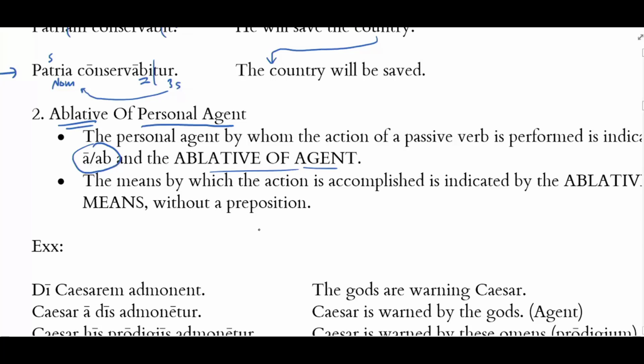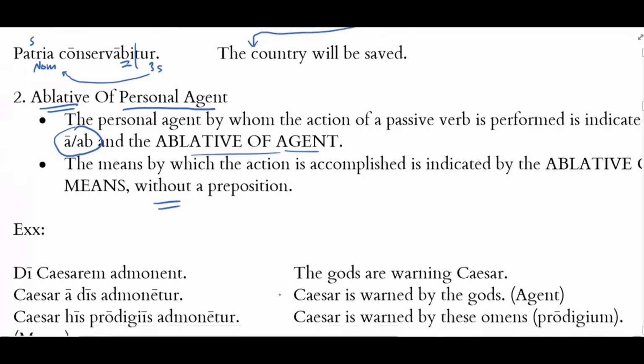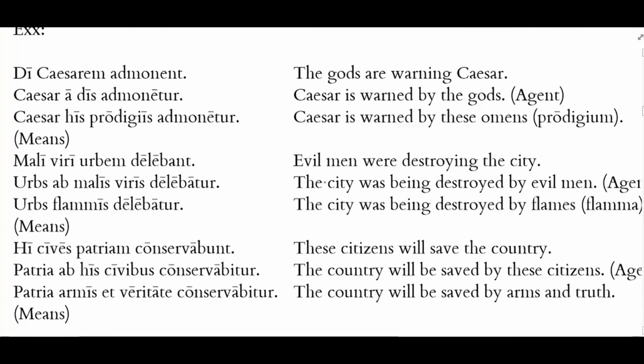But if I wanted to say Caesar was killed by a lightning bolt, the lightning bolt doesn't have any personal intention, right? There I would use the ablative of means. And the ablative of means is just the ablative noun without a preposition. So you won't see a or ab in front of it. Okay? And so here we'll just look at the Wheelock examples real quickly and wrap it up here.